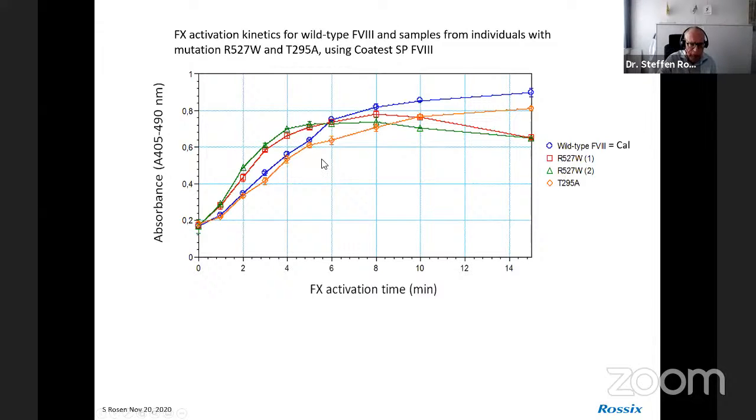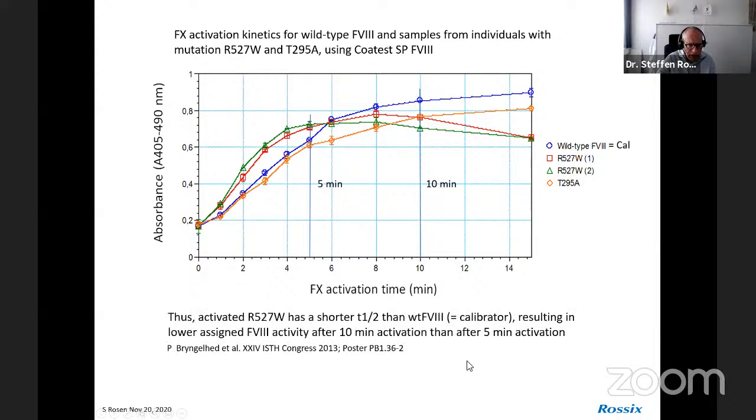And you can see that for these 2 patient samples, the half-life of factor 8A is shorter, resulting in an earlier generation of the 10A plateau, and then a slow decay, which is probably due to progressive antithrombin inhibition of 10A. So using 5 minutes or 10 minutes activation time, you can understand that there will be quite different assignment of potencies. And this was actually published as a poster in Amsterdam 2013.